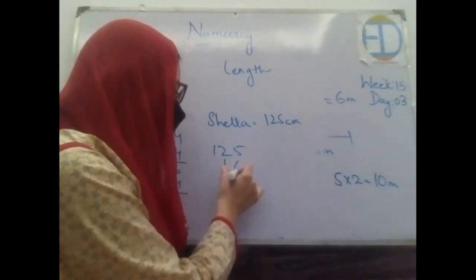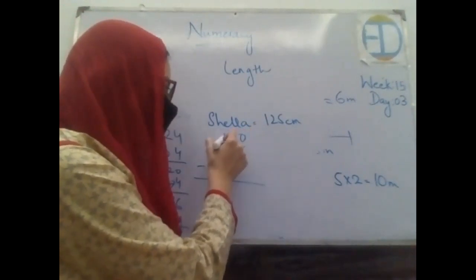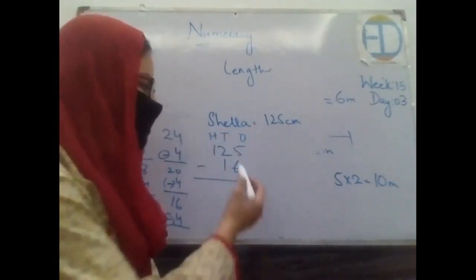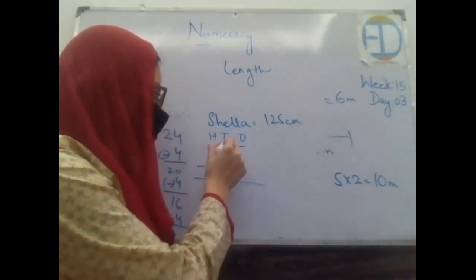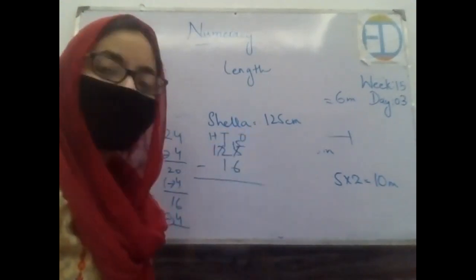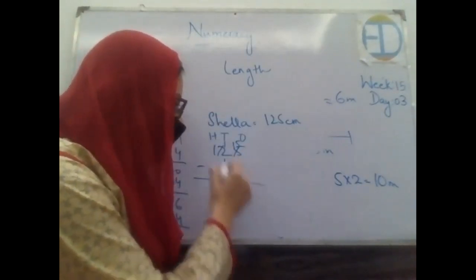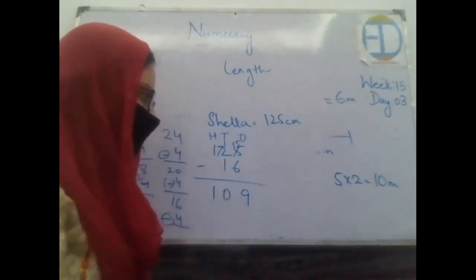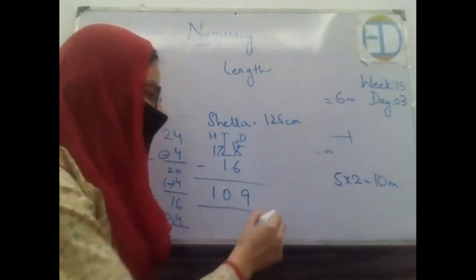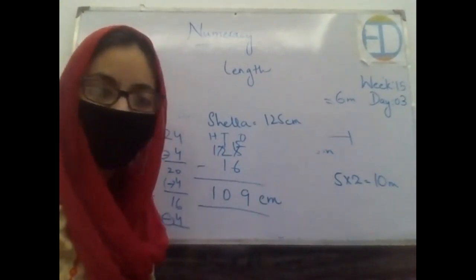125 minus 16. Now over here we will use the rules of subtraction. First write the values. Can we subtract 6 from 5? No. This is a question of borrowing. 1 borrowed and this becomes 15. 15 minus 6. What is the answer of 15 minus 6? 9. 1 minus 1, 0. And 1 over here. This means that the height of Shella's son is 109 centimeter. Got it? Was this interesting?